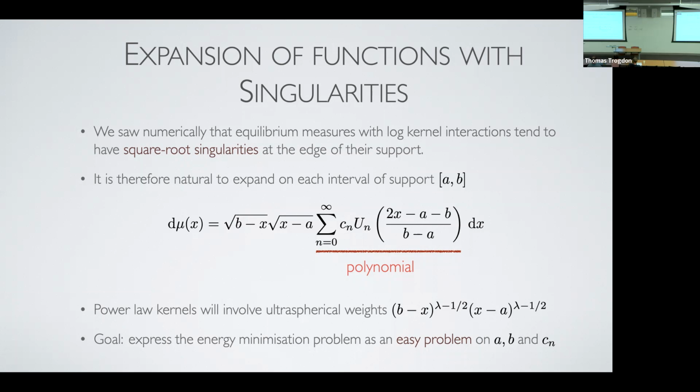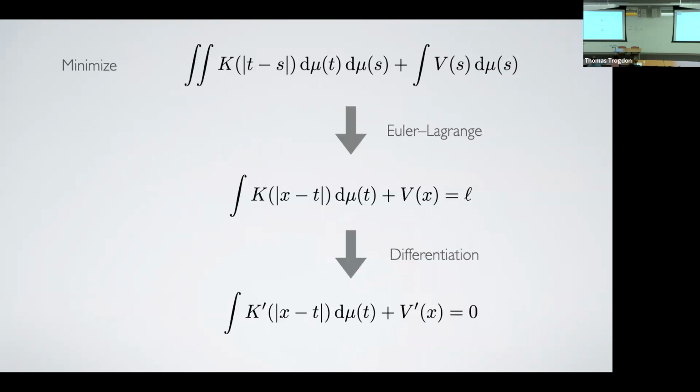Because we already saw in the movie that it looks like it has Jacobi singularity, so for power law, the natural analog is to use a Jacobi weight, and then you have this question of what the lambda is, but we'll get to that later. So now we've reduced the problem of finding a measure to something a little bit more tractable. We need to find A and B and the CNs. So it's become sort of a discrete problem. And we're going to do this as a two-step thing. First, find the A and B, and then find the CNs, because finding the CNs will be linear.